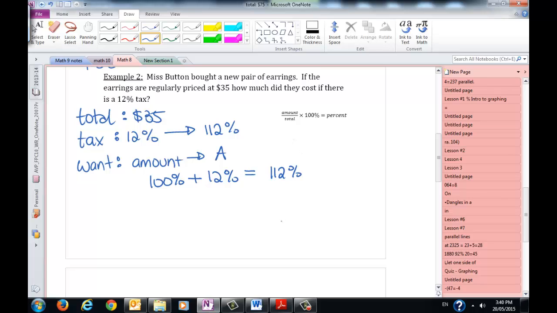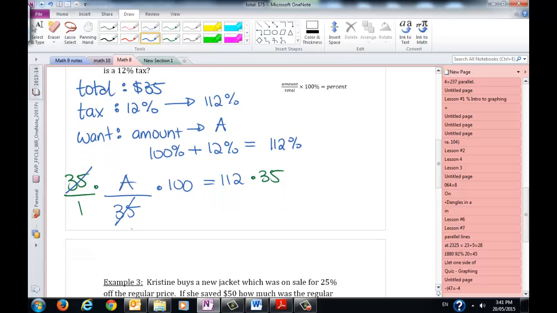And so I have A divided by my total, which is $35, multiplied by 100 is equal to my percent increase, which is 112. And now I can solve for A. So if I multiply this side by 35, it's 35 over 1, and I can actually divide it out. So what I'm left with is A multiplied by 100 is equal to 112 multiplied by 35. I haven't simplified this yet, and I will. I'm just going to do it at the end.